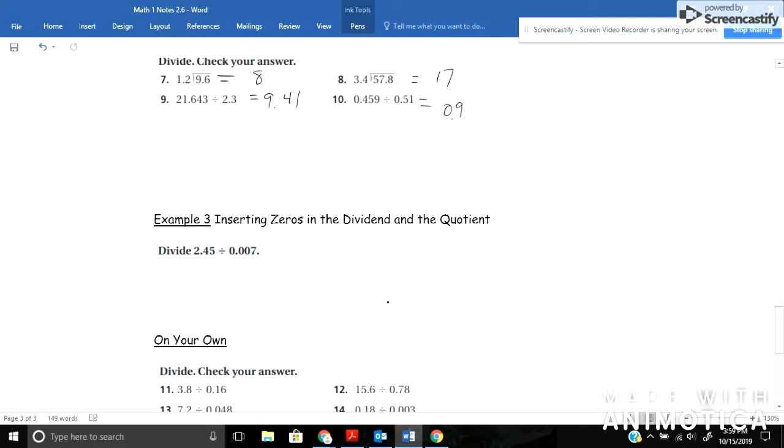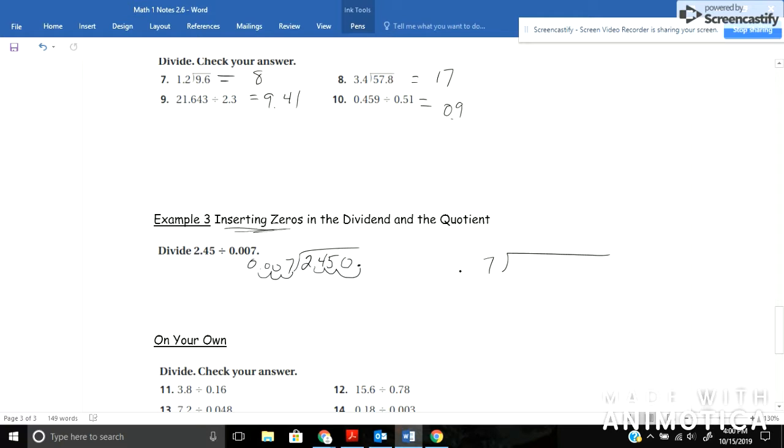Okay. Let's move on to example 3, where it says inserting zeros in the dividend and the quotient. We've got 2.45 divided by 0.007. Okay, so the first number goes inside. Now to make my divisor a whole number, I need to move it 1, 2, 3 spots to make it 7. And this number, when I move it 3 spots, you'll notice that I need to add in a 0 here. That's what they're talking about with inserting zeros.